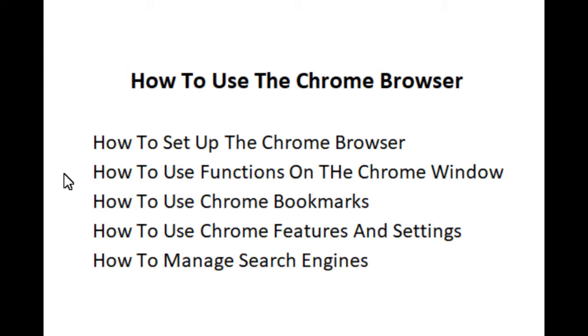This one, how to use the functions that appear on the Chrome main window. How to save, organize, and open web page bookmarks. How to use the functions and settings on the Customize and Control window. That's opened by clicking the symbol at upper right in the Chrome window. How to manage search engines shows how to add or remove search engines and how to select the default search for the Chrome address box.